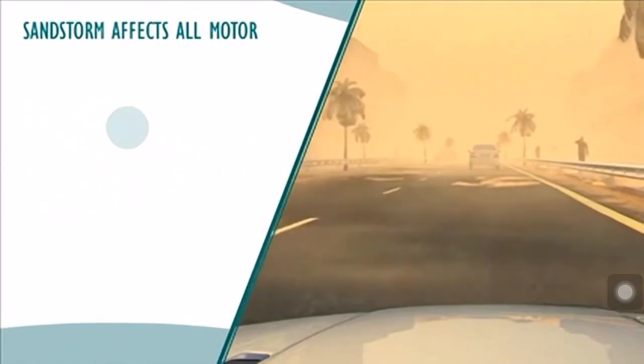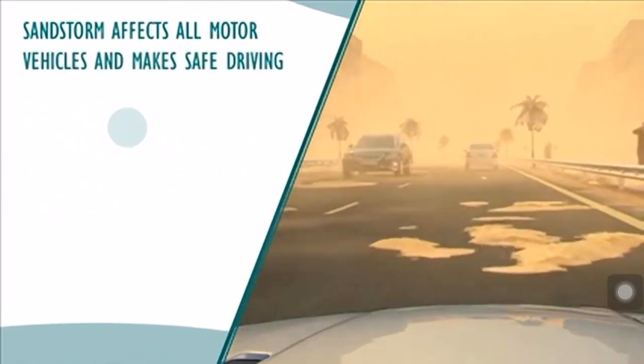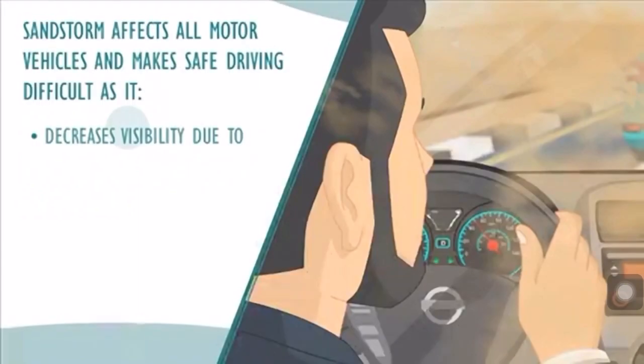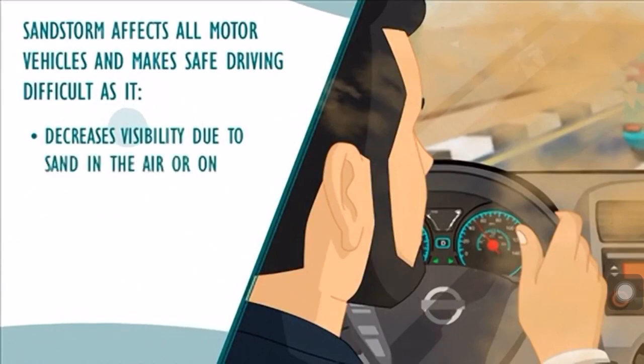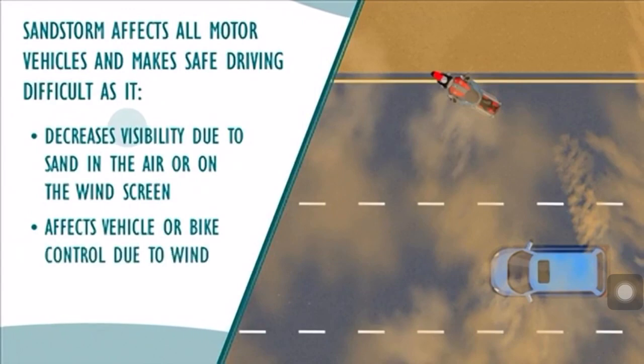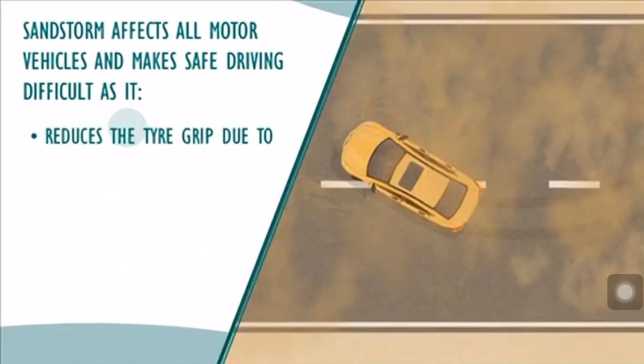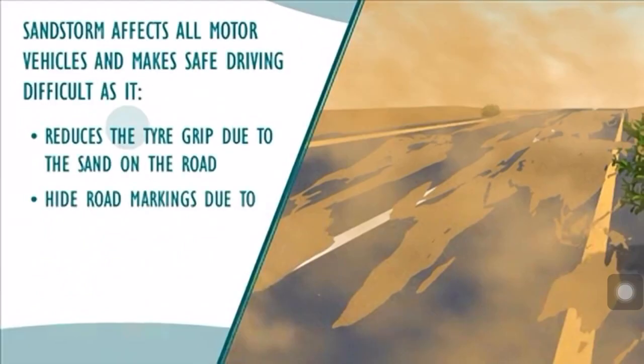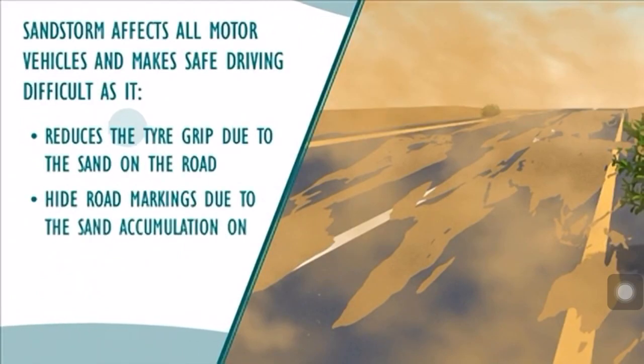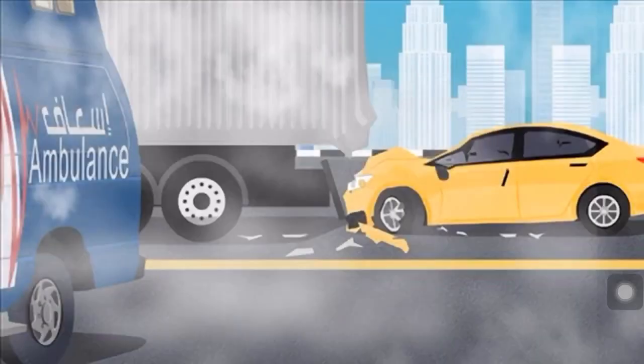Sandstorm affects all motor vehicles and makes safe driving difficult, as it decreases visibility due to sand in the air or on the windscreen, affects vehicle or bike control due to wind or cross pressure, reduces the tire grip due to the sand on the road, and hides road markings due to the sand accumulation on the road. Due to all these problems, it increases the risk of a crash. During a sandstorm, it is better to avoid driving.